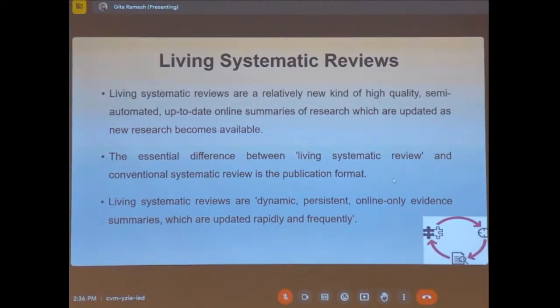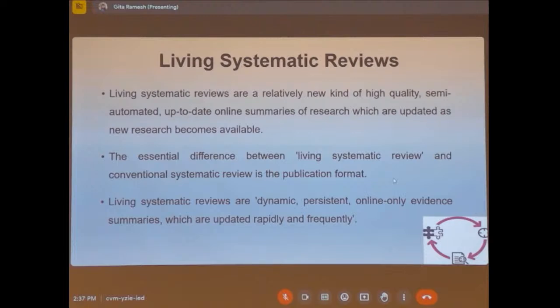Certain living systematic reviews are nothing but, the biggest example is a Cochrane review, which all of you must have heard of. Living systematic reviews are a relatively new kind of high quality, semi-automated, up-to-date online summaries of research which are updated as new research becomes available. That is living systematic reviews.